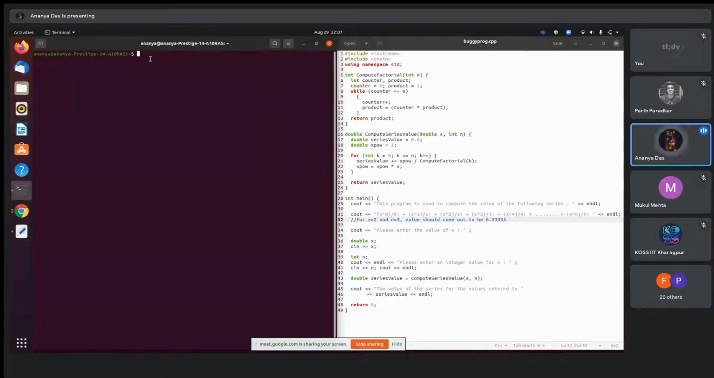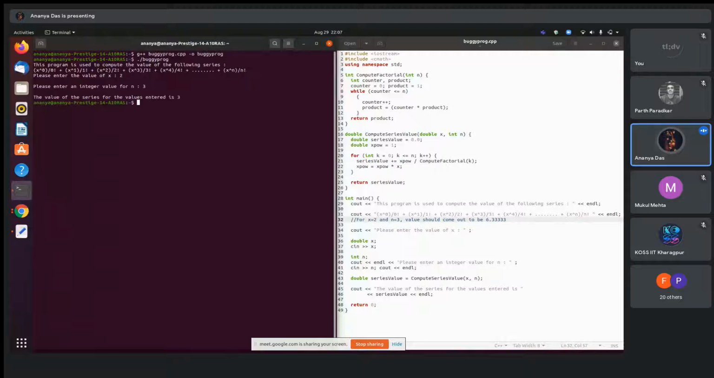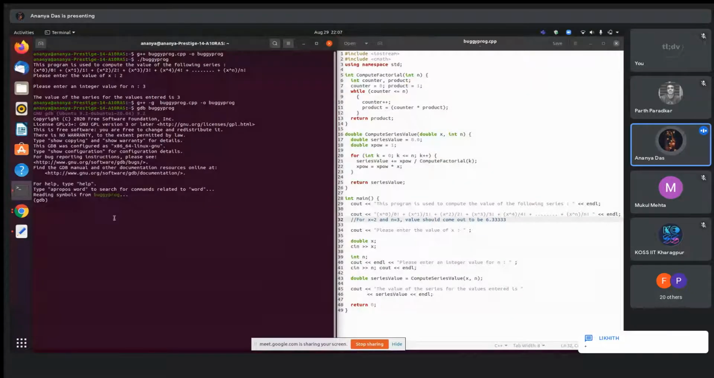But when I compile and run this program, I'll give the value of x and n as 2 and 3 respectively. The value comes out to be 3. So there's some bug in this program. So I'll start the debugger by giving the commands that I discussed in the slides. I'll just give the -g flag, and then start the debugger. So yeah, the debugger has started.